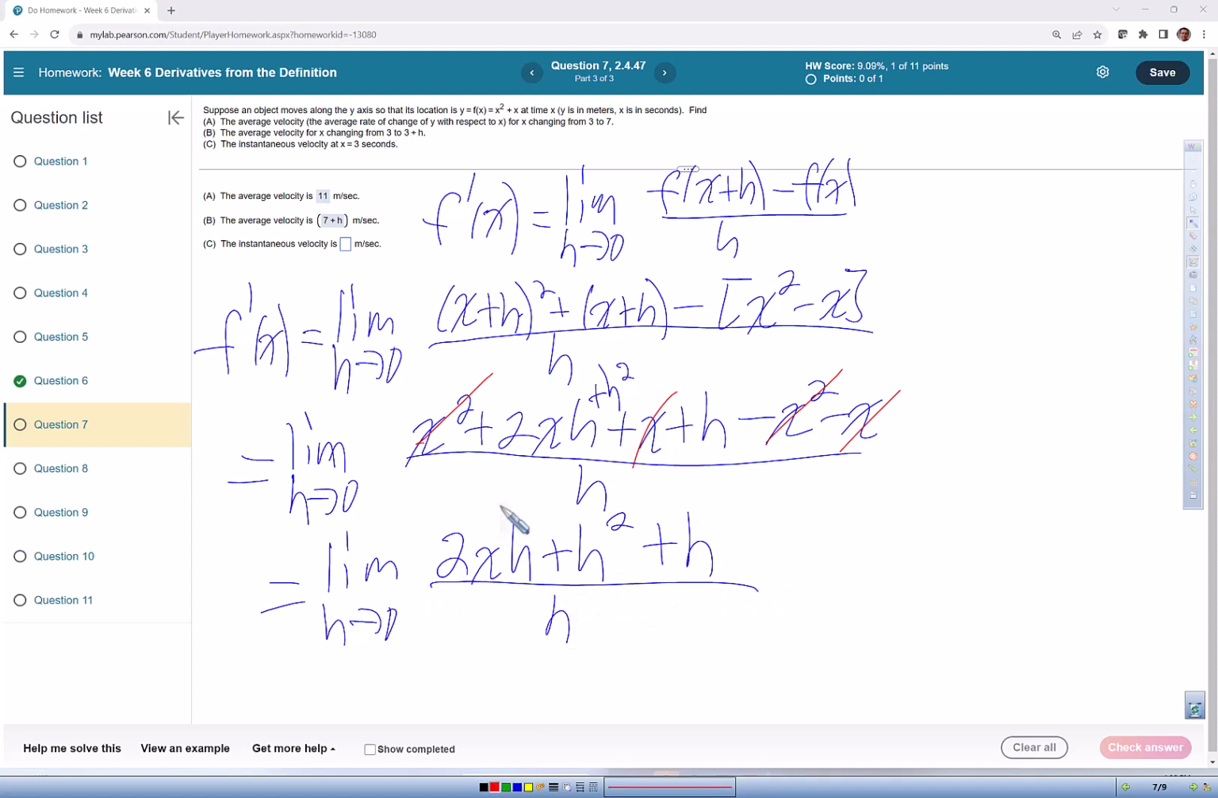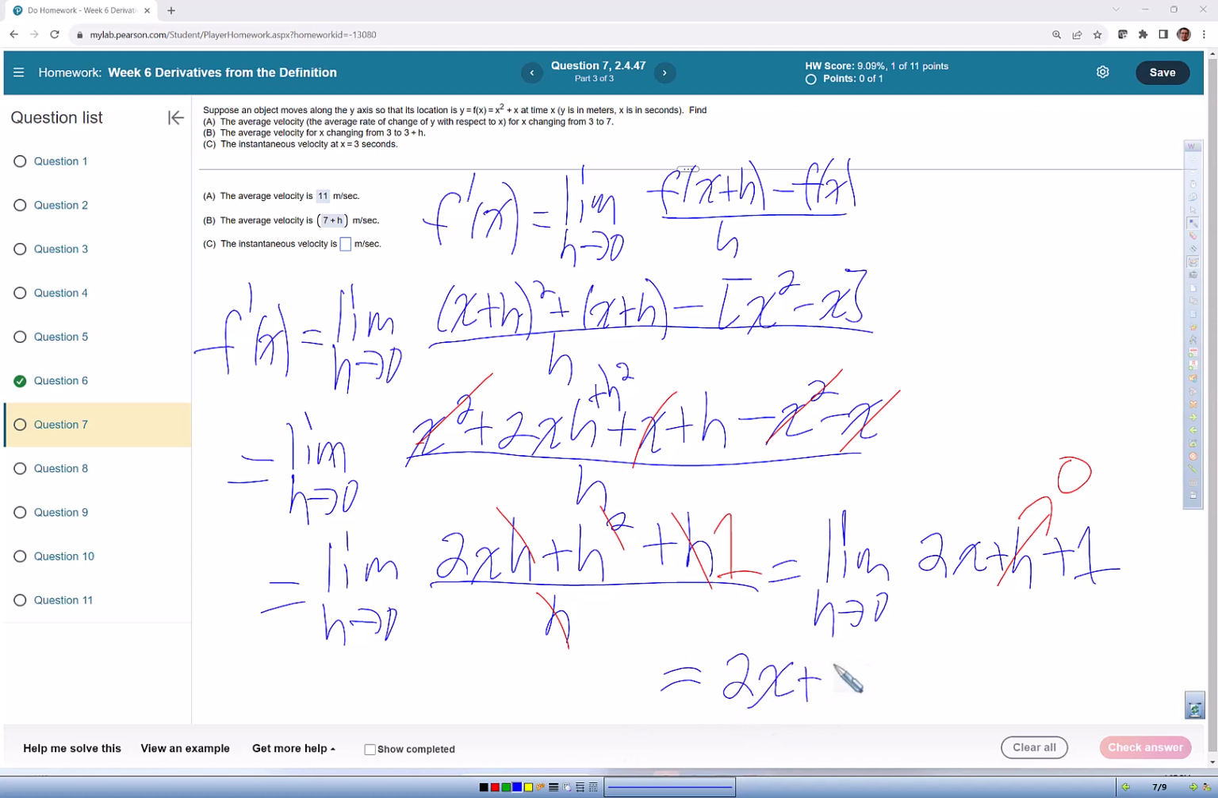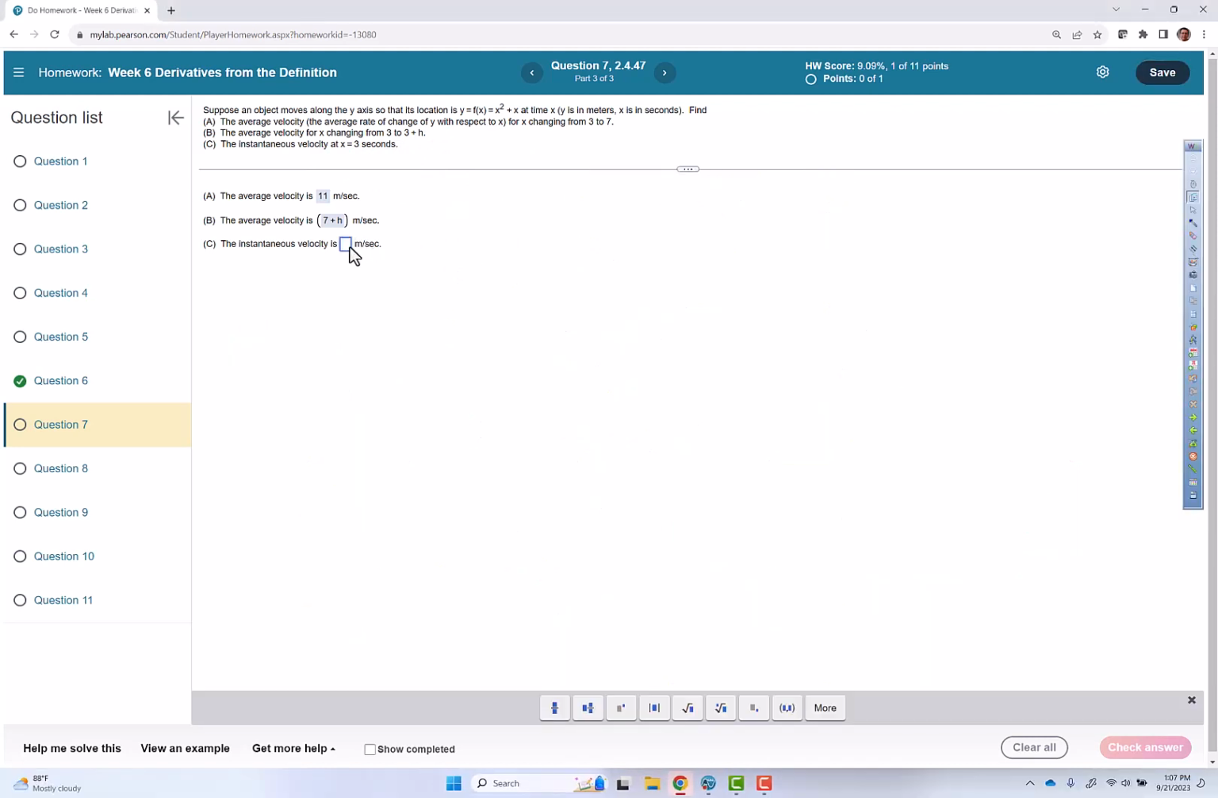We can cancel out one h everywhere. So we get the limit as h approaches 0 of 2x plus h plus 1. We no longer have a problem with dividing by 0, so we can let that h go to 0. And our final derivative is 2x plus 1. And then if we substitute in 3 for x in 2x plus 1, we get 6 plus 1, which is 7 meters per second.